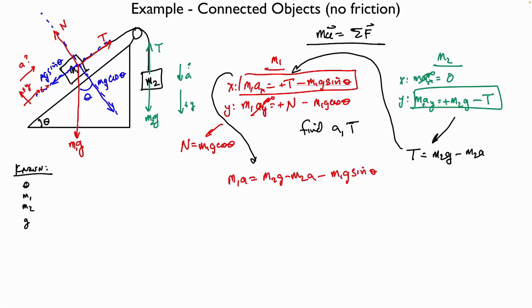So I'm going to move the M2A over to the other side of the equal sign. M2A is negative. If I move it over, what happens? Becomes positive. I'm left with all this junk over here. That's just a number: M2G minus M1G sine theta, just a number. And with this A being in two terms on the left-hand side, how do I get it to be all by itself? Factor it out.